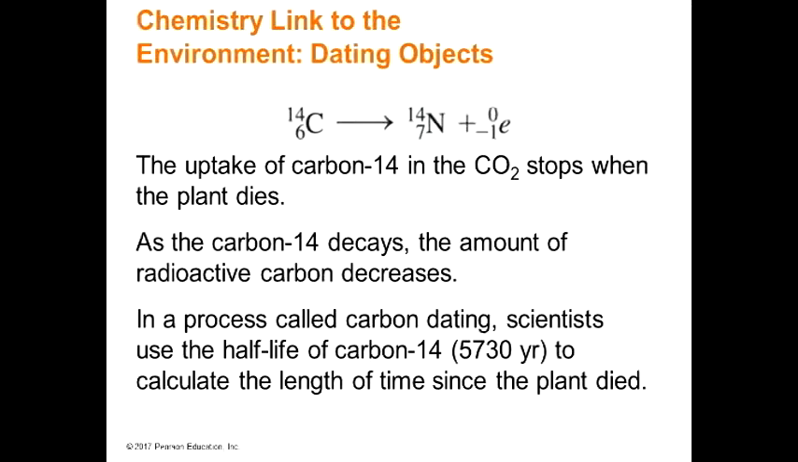In dating objects, uptake of C14 in carbon dioxide stops when the plant dies. So when it dies, okay? As carbon-14 decays, the amount of radioactivity decreases. Of course it does. You get it? And it's decreasing by what? Half-lives. In the process called carbon dating, scientists use the half-life of carbon-14 to calculate the length of time since the plant died. Okay? And that's what it's used for.